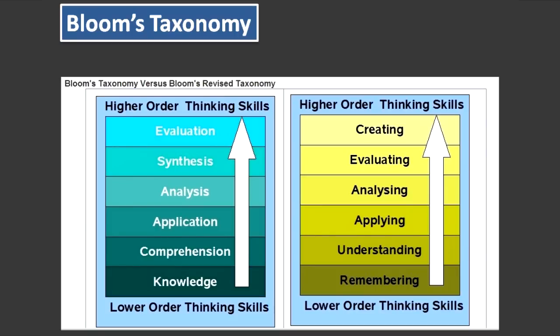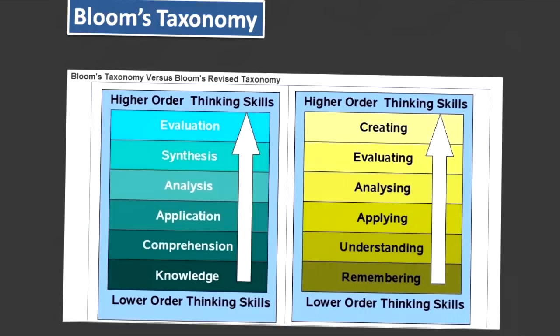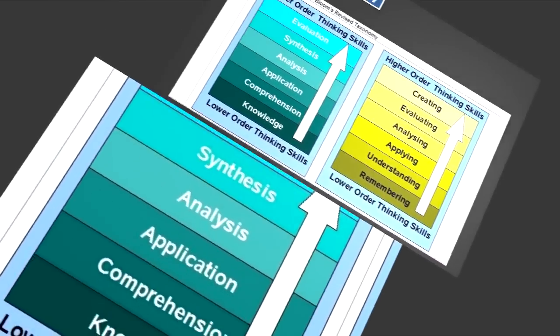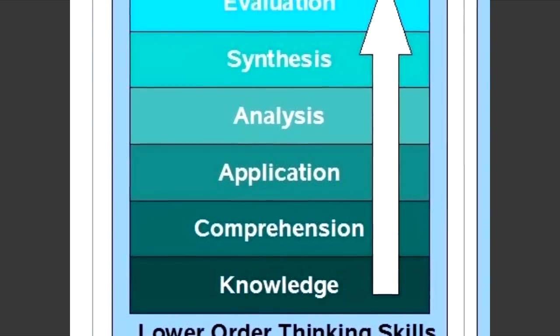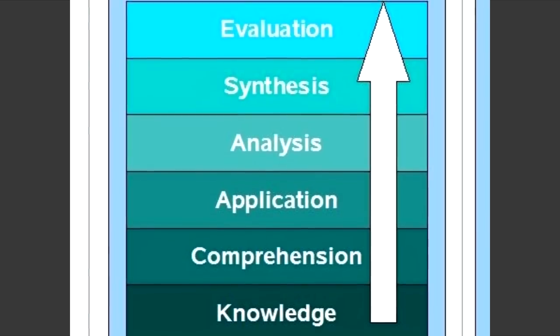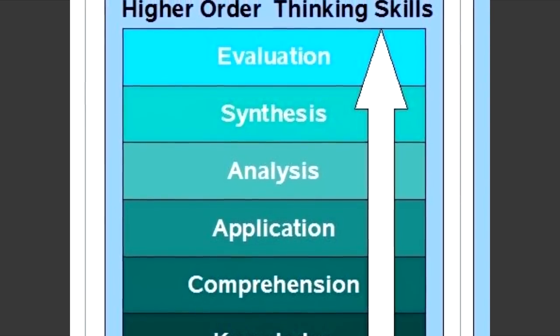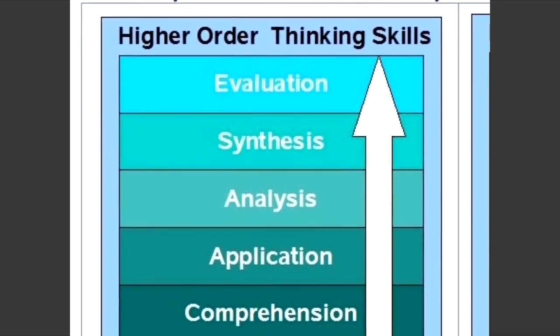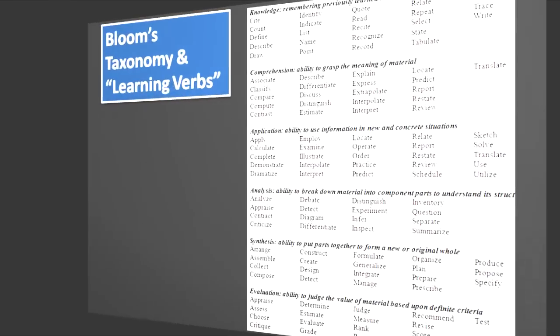Here's Bloom's taxonomy that kind of looks at higher versus lower order thinking skills. At the lower level is just pure knowledge or remembering. We go up to comprehension and understanding. And at the highest levels, we have things like analysis, synthesis, and evaluation, actually creating things.